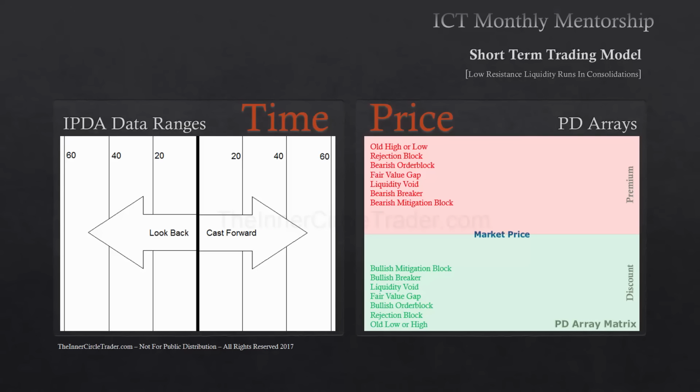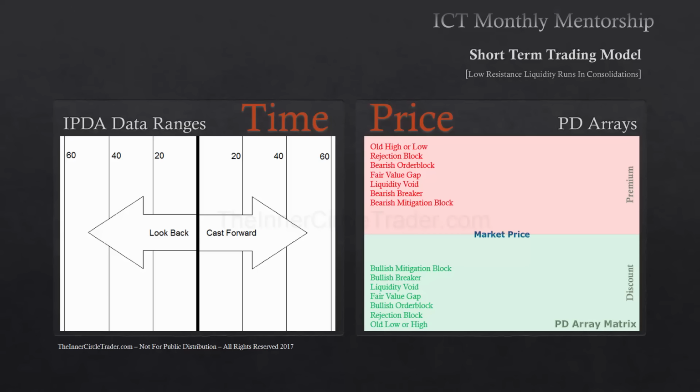Okay, we have to preface it with a reminder that every setup that we look to execute on, and to stalk and to track, if you will, is based on time and price. And the time element is going to be related to the data ranges, last 60 days, 40 and 20. And we're going to be focusing on premium and discount PD arrays.